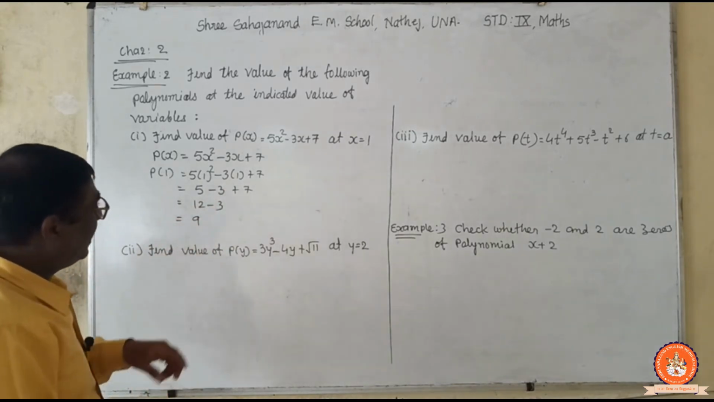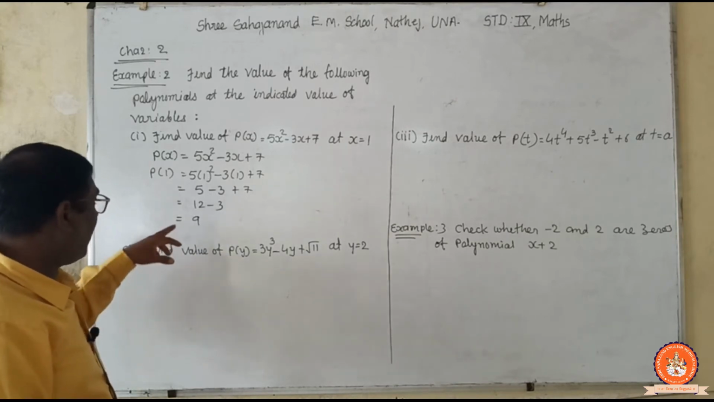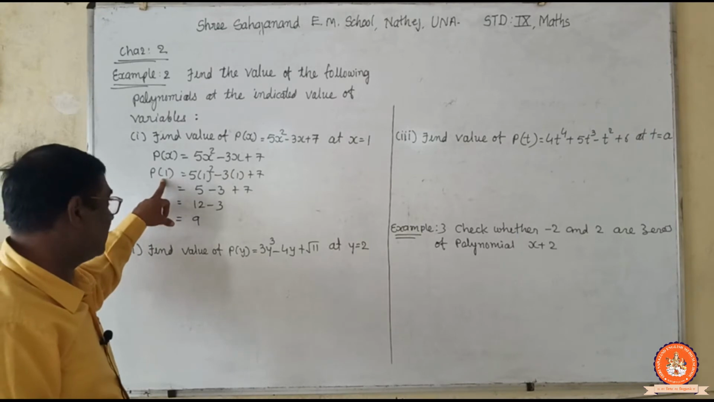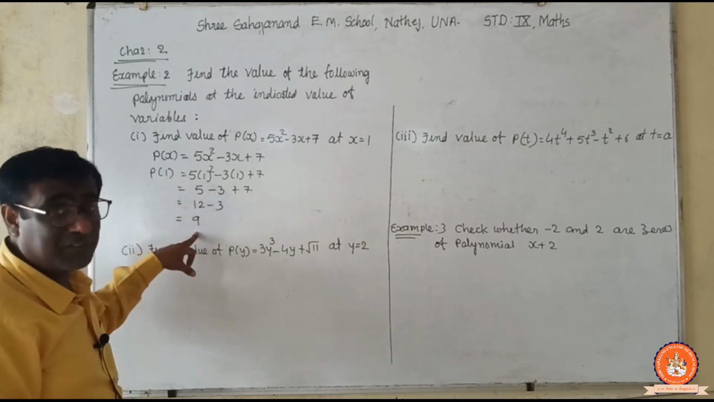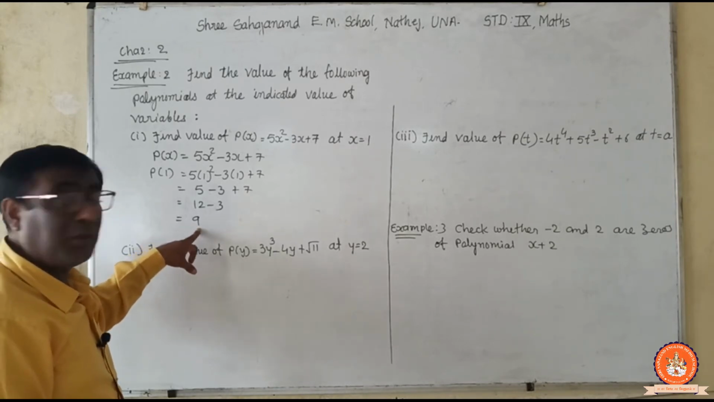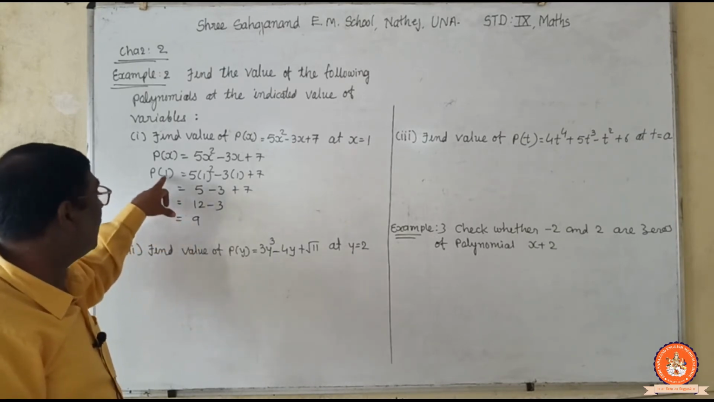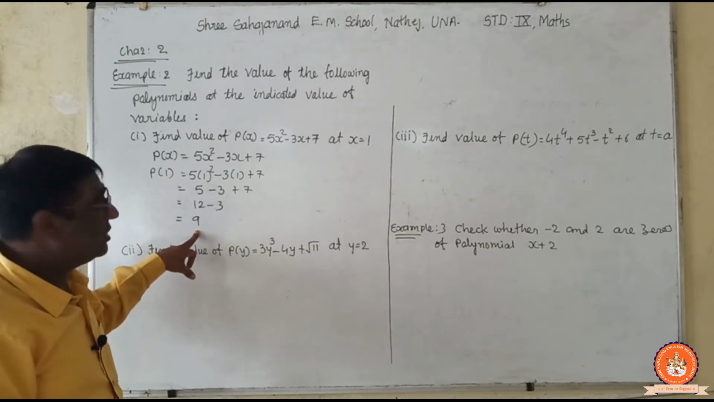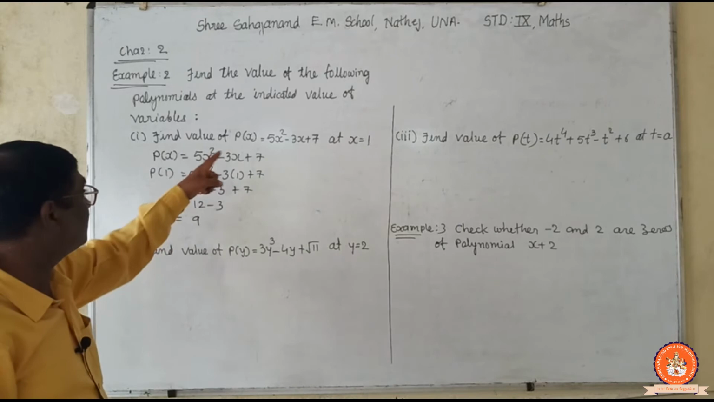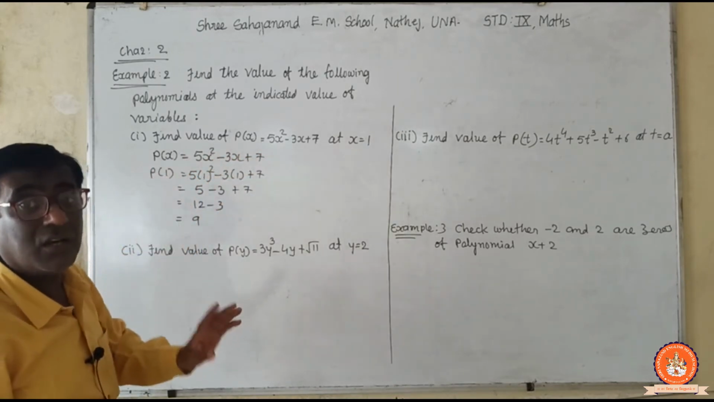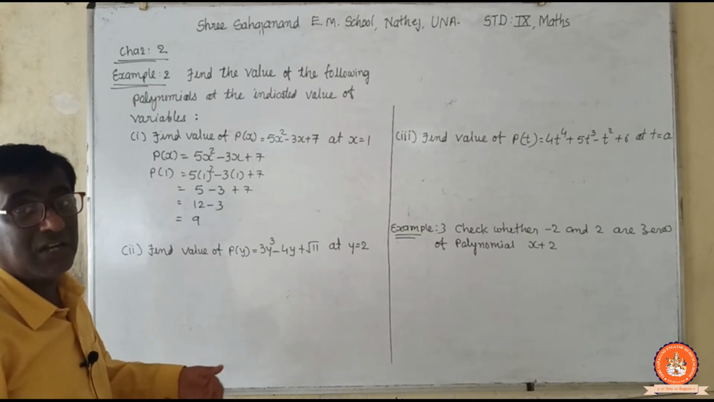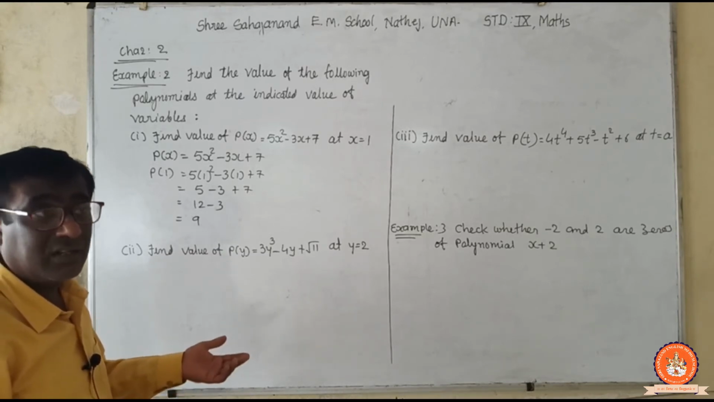Now my friend, look at it, let us discuss. If the value of the polynomial is 9 at x is equal to 1, which is not 0, so we can say that the value of the polynomial at x is equal to 1 is 9 and not 0. So we can say that 1 is not a 0 of this polynomial, because it cannot make the value of the polynomial 0.